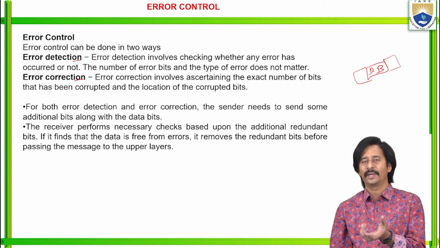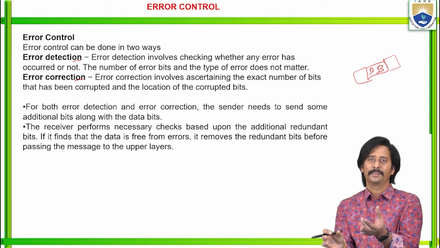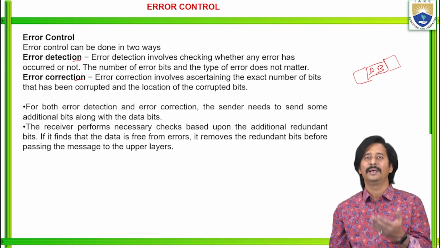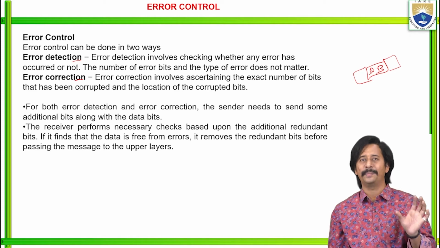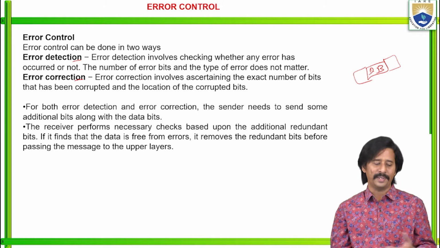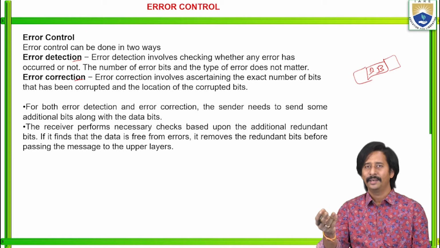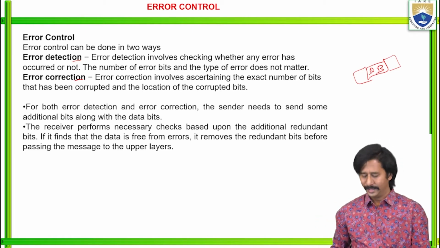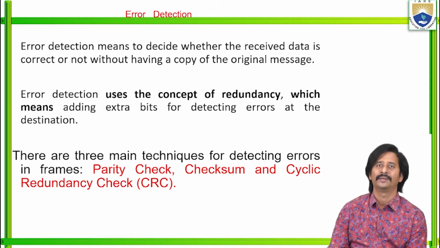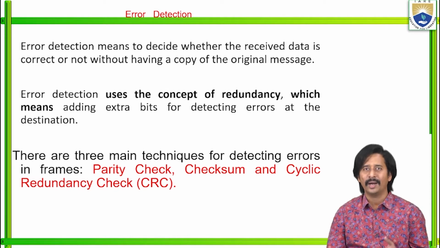Just like your original data may be followed by both a header as well as a trailer. So whenever any frame is received by the receiver, the receiver performs necessary checks based upon the additional redundant bits. If it finds that the data is free from errors, then it removes those redundant bits before passing that message to the upper layer. What is the upper layer above the data link layer? The network layer. So coming to the first mechanism, that is error detection. We know error detection means to decide whether the received data is correct or not.